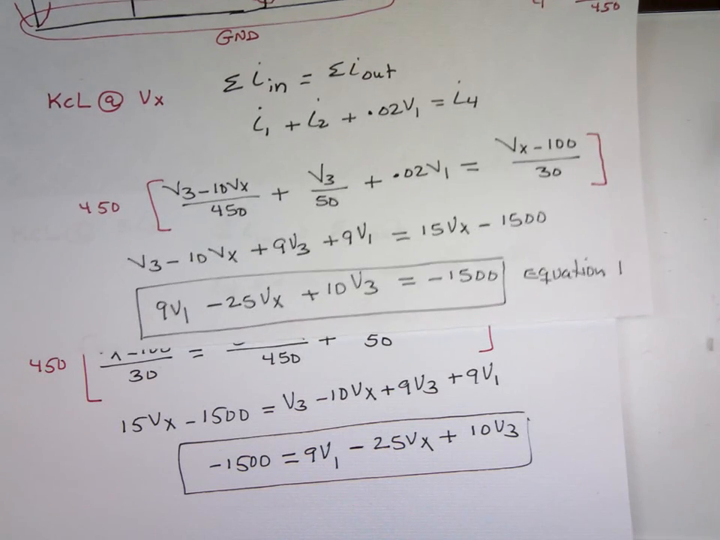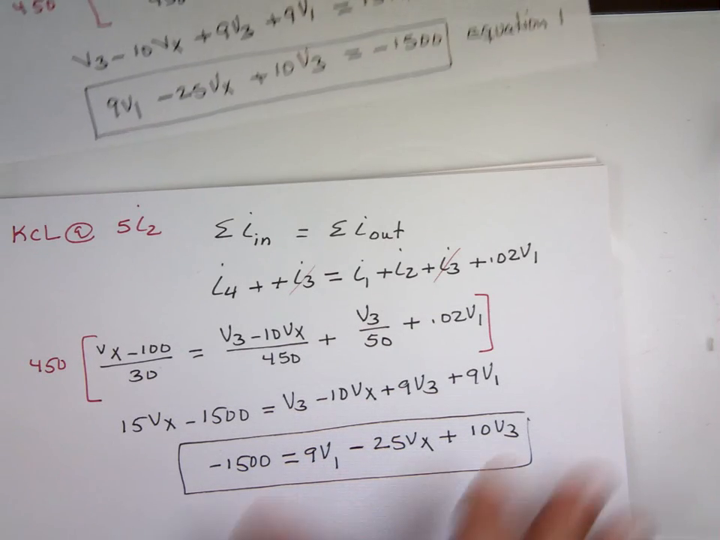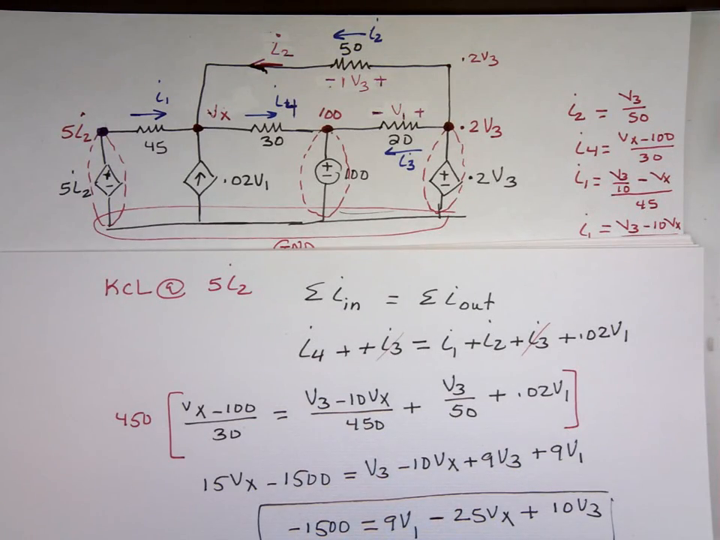Yeah. I've got a problem. I can't do any more KCL. So this is the same equation. Now I have the same equation. How do you solve for V1, V3, and Vx when you only have one equation with three unknowns? You can't. So I have to start looking at V1 and Vx and V3.